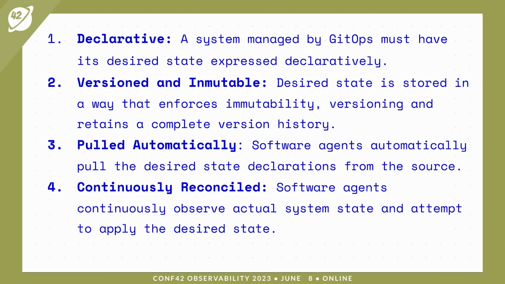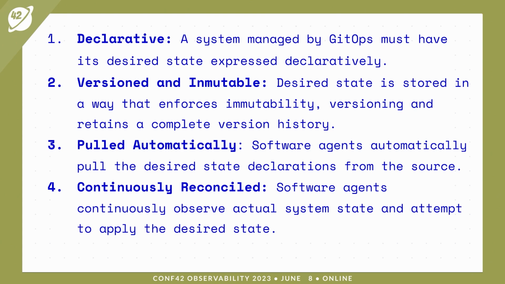It's YAML; YAML is everywhere nowadays. It's versioned and immutable. That means the desired state is stored in a way that enforces immutability, versioning, and retains a complete version history. It's similar to when developers make commits, have versioning, and can do rollbacks. It's pretty much the same. That's why it is GitOps.